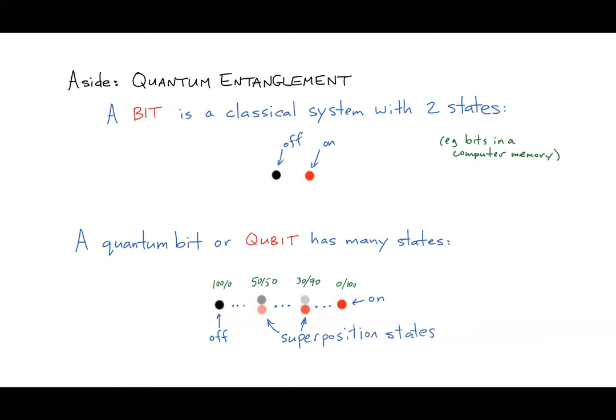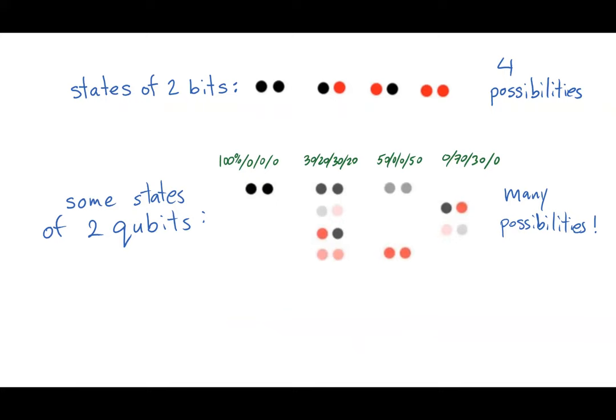Okay. So to talk about entanglement, we're now just going to move to a slightly more complicated situation where we have a system with two parts. Your computer has, I don't know, billions, sometimes trillions of these bits. Let's just think about two of them.